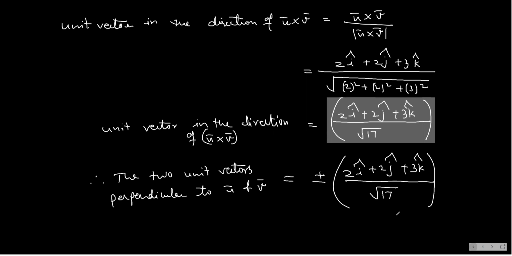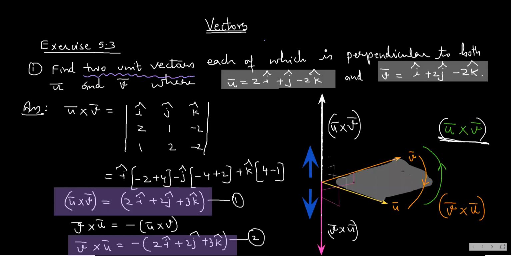So let me now revise this once again. See what you have to do. If they ask you for two unit vectors perpendicular to u bar and v bar, you will find the cross product of u bar and v bar. Then you will find the unit vector in the direction of the cross product and put plus minus. Okay, I hope you followed this. Very easy question, but very conceptual.